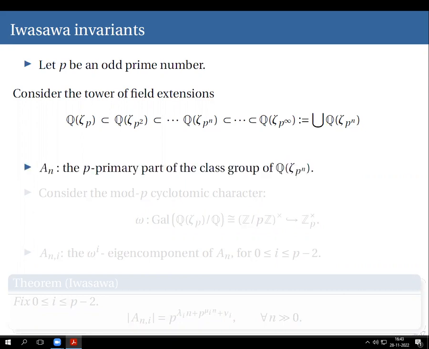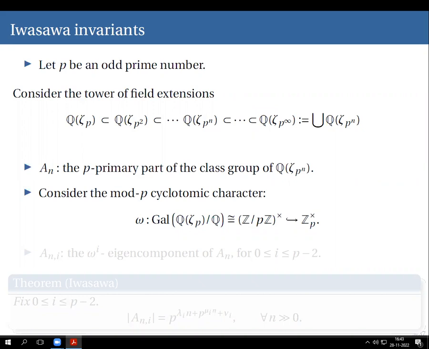And instead of looking at the P class group of Q zeta P, the P class group of Q zeta P squared, and so on, I want to look at everything. So I want to look at the P primary part of the class group of Q zeta P to the n. And a slight technical point, which I might just sweep under the rug, is all of these class groups have an action of a Galois group, the Galois group of Q zeta P over Q.